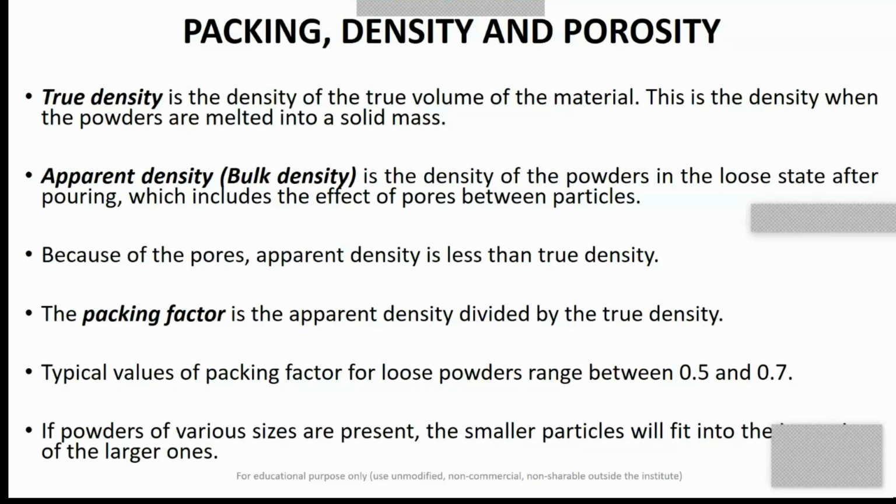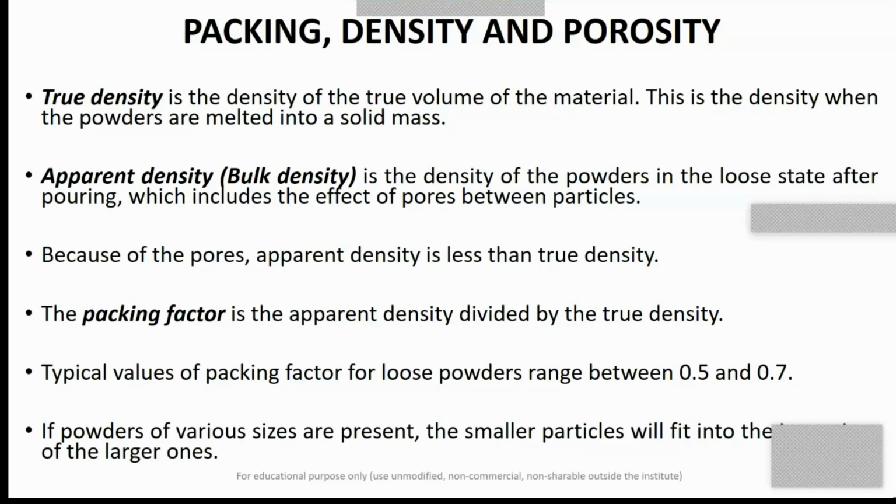So if there is a pore, then the density of the powder mass which you have taken will be lesser. Another important factor is called the packing factor. It is basically the apparent density divided by the true density. The typical value of this packing factor ranges between 0.5 and 0.7. It gives you an idea of how much of the powder particles are closely packed inside a particular space.